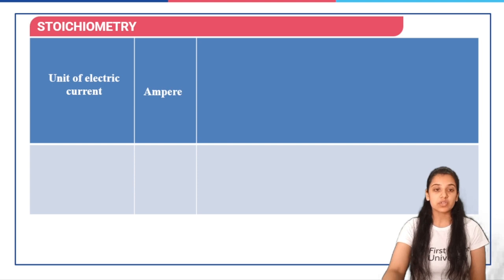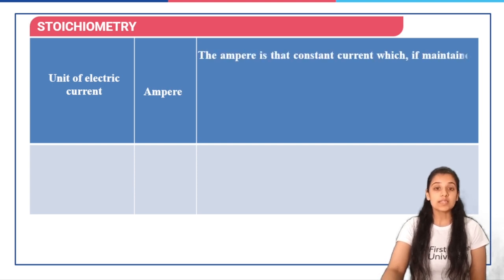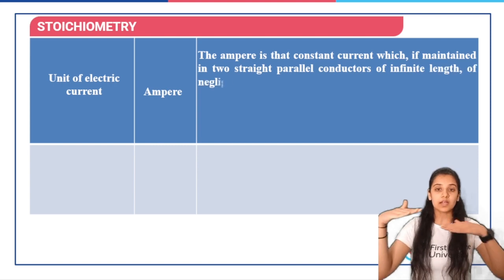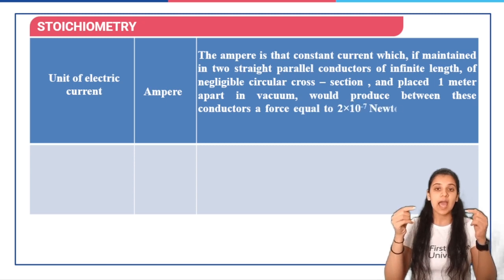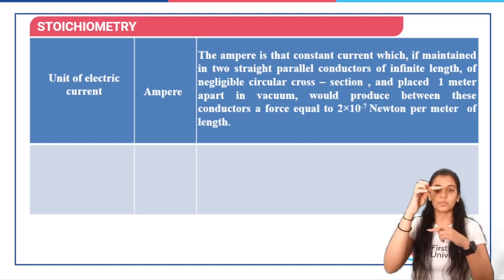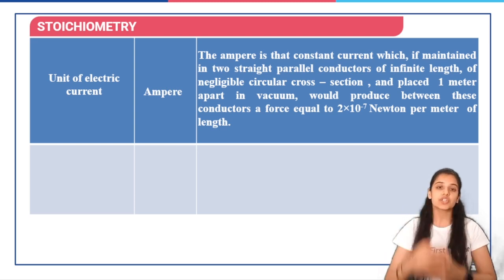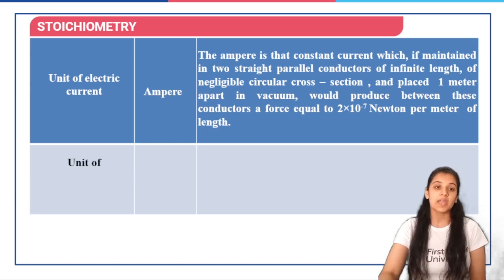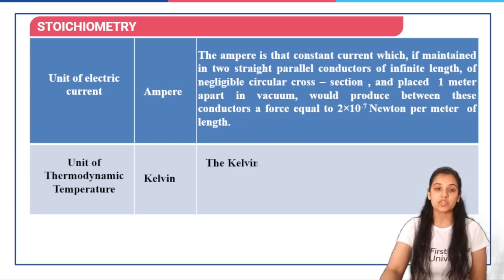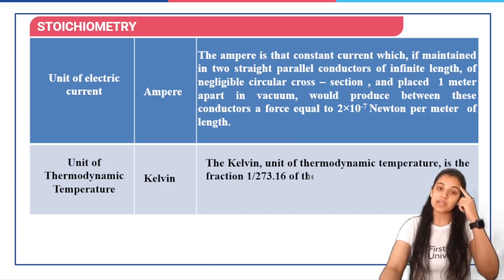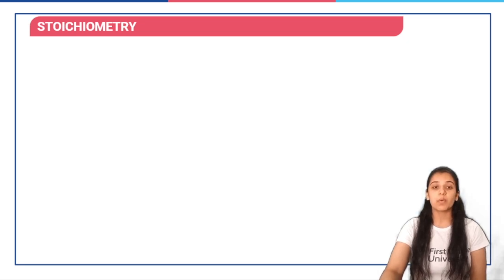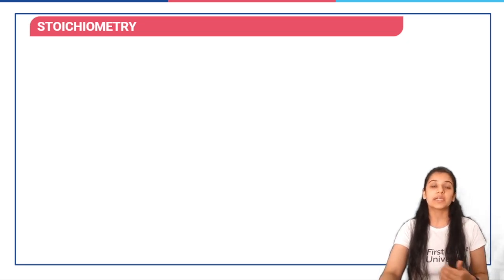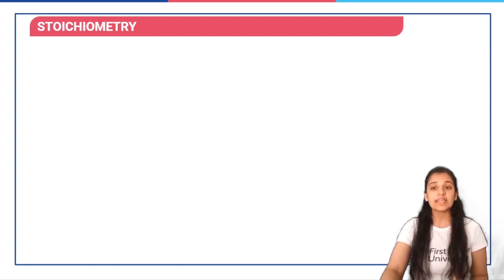Next, we have the unit of electric current, which is ampere, which is the constant current which is maintained in two straight parallel conductors of infinite length of negligible circular cross sections, and they are placed 1 meter apart in vacuum, that would produce between these conductors a force that is equal to 2 into 10 raised to the minus 7 Newton per meter of the length. And then we have the unit of thermodynamic temperature, which is Kelvin. Unit of thermodynamic temperature, Kelvin, is the fraction 1 upon 273.16 of thermodynamic temperature of the triple point of water. What is triple point of water?